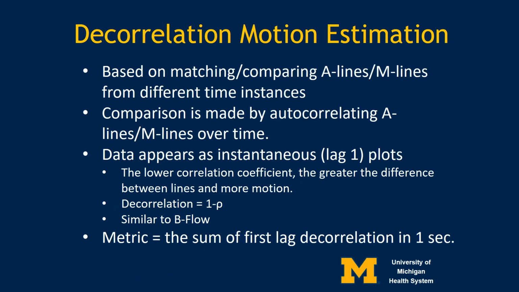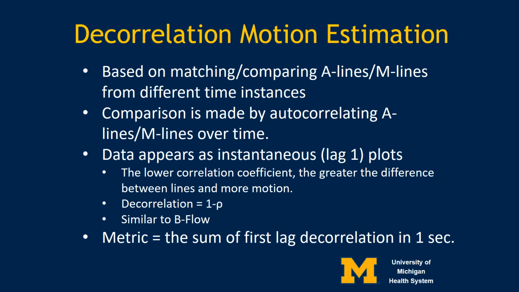So instead, we decided to test another method for evaluating motion called decorrelation motion estimation. This is based on matching or comparing A lines or M lines from different time instances. The comparison is made by autocorrelating the A lines or M lines over time.